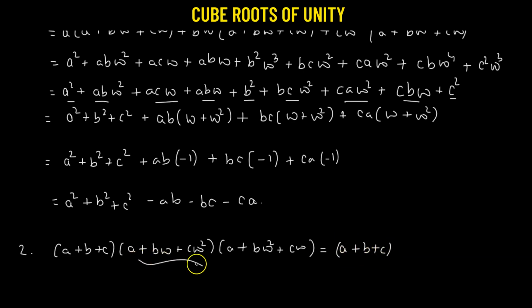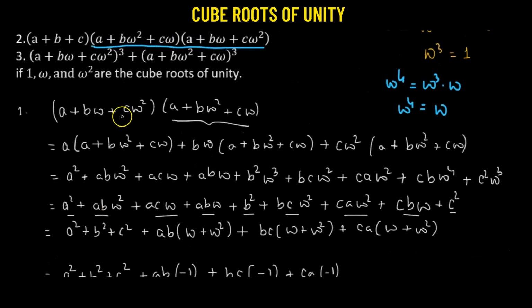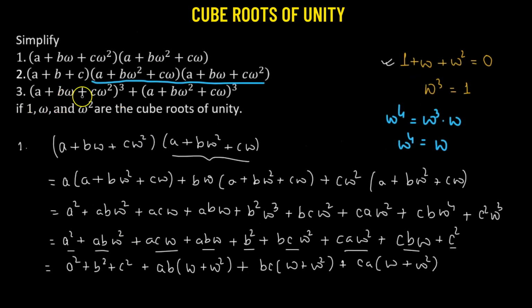Now in place of the product of these two expressions, we will replace it with a squared plus b squared plus c squared minus ab minus bc minus ca. So this is the value of part 2. Next we have to work with part 3, which is (a plus b omega plus c omega squared) whole cubed plus (a plus b omega squared plus c omega) whole cubed. So let's find out this value as well.